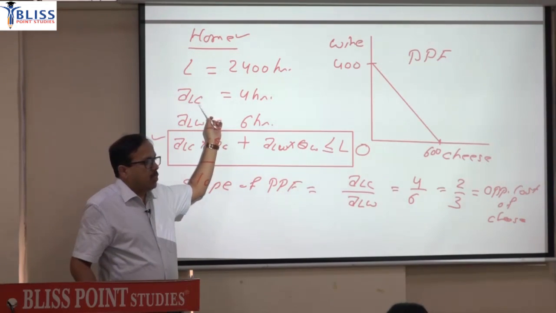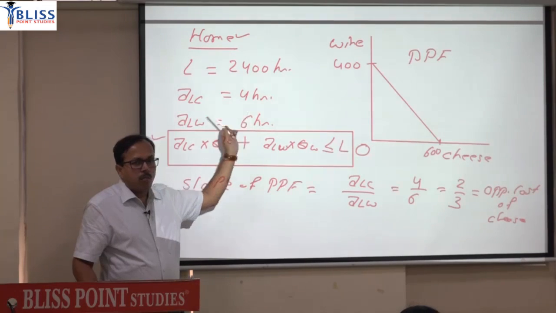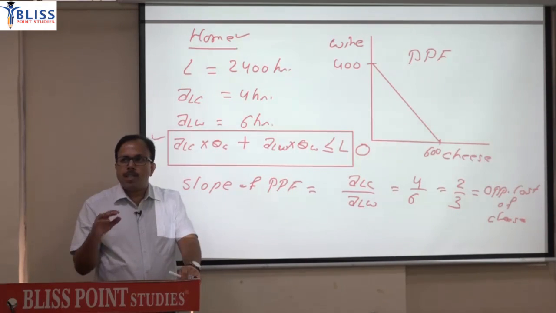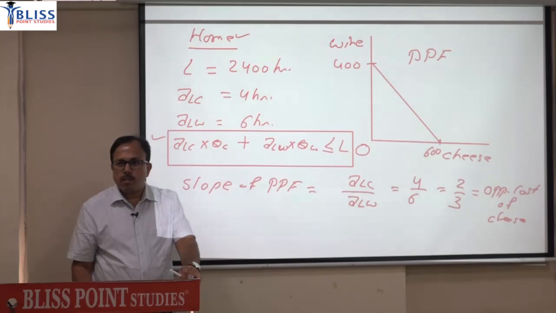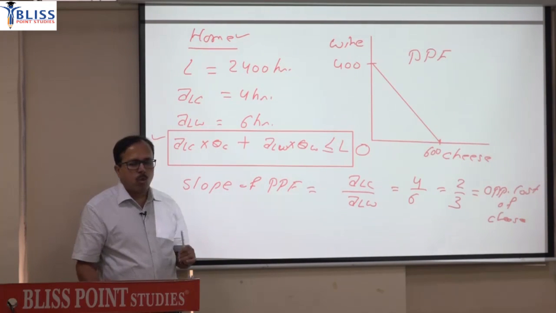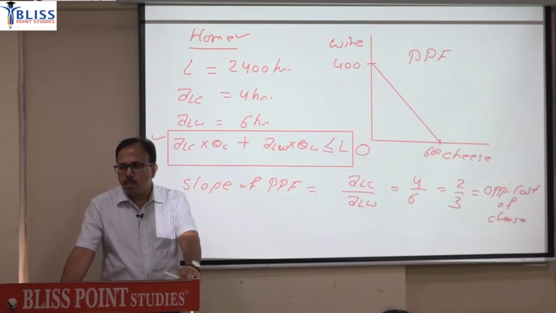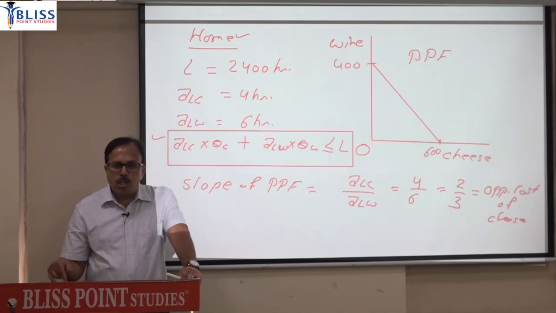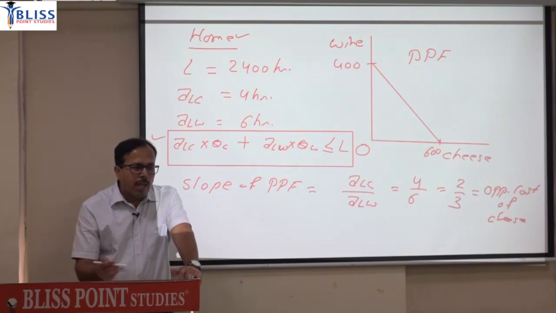To produce one extra unit of cheese, how much time will it take? 4 hours. What is the alternate use of that 4 hours? Producing wine. But in 4 hours how many units can be produced? 2 by 3, because it takes 6 hours to produce 1 unit. So in 4 hours you can produce 2 by 3. So opportunity cost of cheese is ALC by ALW.